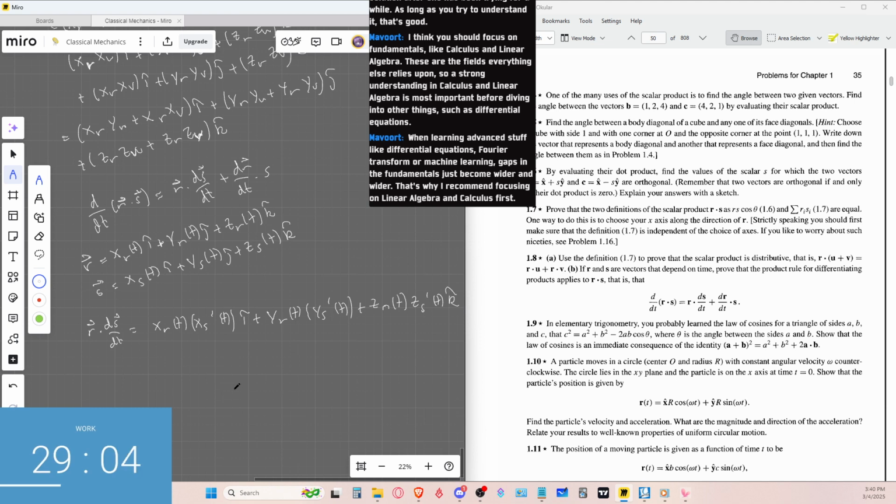When learning advanced stuff like differential equations, Fourier transforms, or machine learning, gaps in the fundamentals just become wider and wider. That's why I recommend focusing on linear algebra and calculus first.